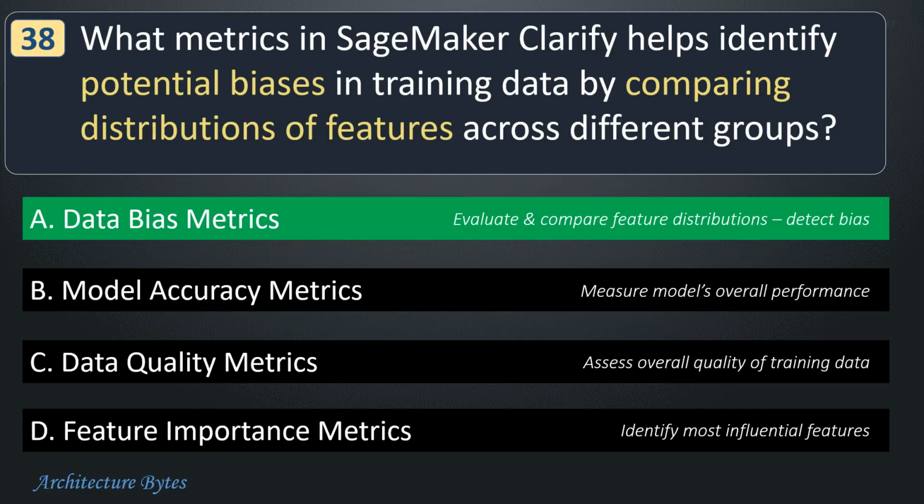It is used to evaluate and compare feature distributions between different groups to detect potential biases in the training data. These metrics can help detect disparities that may lead to biased model predictions. Model accuracy metrics measure a model's overall performance, such as accuracy, precision, recall, F1 score, and AUC. Data quality metrics assess the overall quality of the training data, such as completeness, accuracy, consistency, and relevance. Feature importance metrics identify the most influential features in a model.